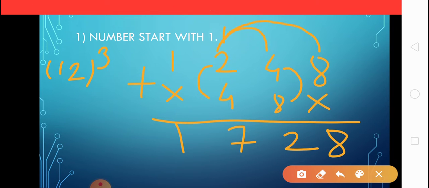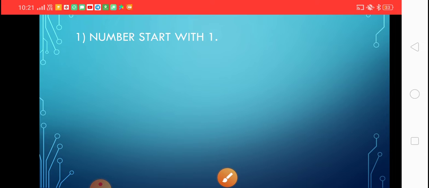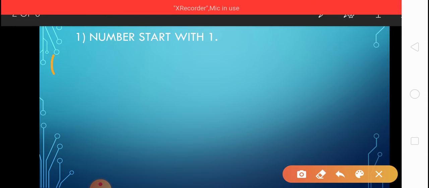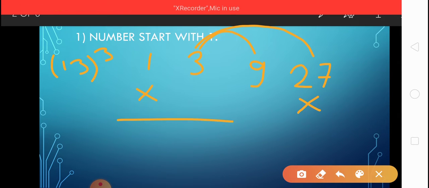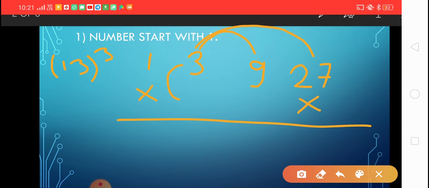Let's take another example, that is 13. We have to find 13 cube. Similarly, 1, 3, the square of 3 is 9. Then the cube of 3, that is 27. We have to exclude the first and the last digit. Then double of 3 becomes 6, and double of 9 is 18.